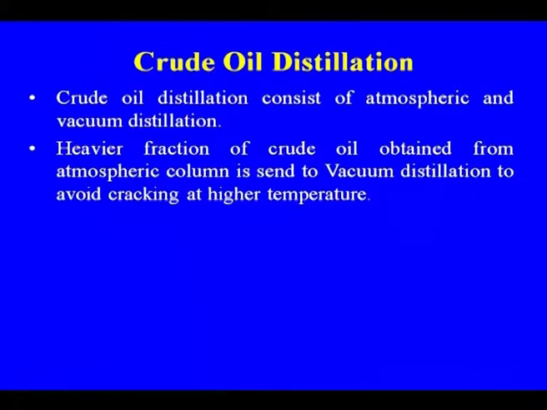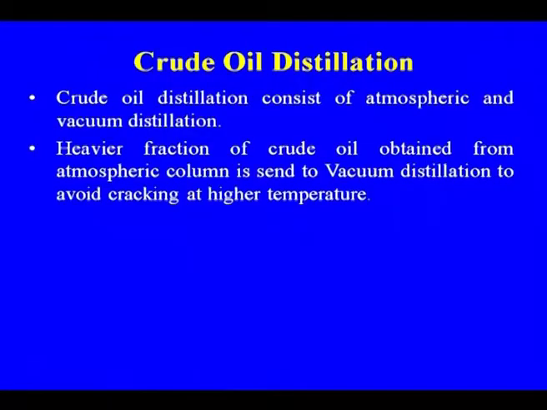Now, let us come to the crude oil distillation. Crude oil distillation consists of 2 units, because what we are doing is separating the crude oil into different fractions, and temperature is a very important factor, because whenever you go for high temperature, there is always a chance of cracking, which will affect the product quality. At the same time, higher temperature also influences coke formation. So, crude oil distillation consists of the atmospheric and the vacuum distillation columns.